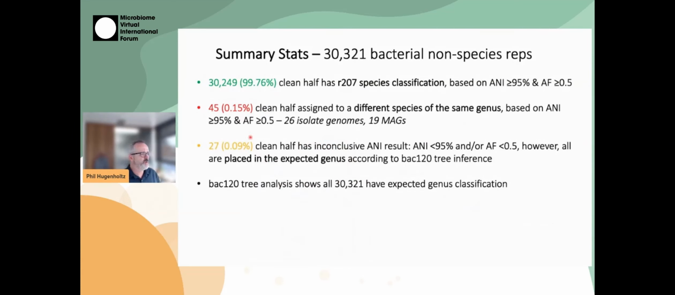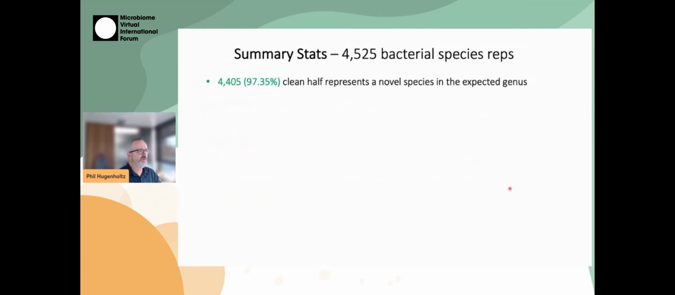We then had 27 where we had an inconclusive result from ANI, and this is because either the ANI was less than 95% or the alignment fraction was less than 0.5. However, when you put these into a BAC120 tree, they all place within the expected genus. So in fact, we did make trees from all of these, and all of them place within the expected genus as well.